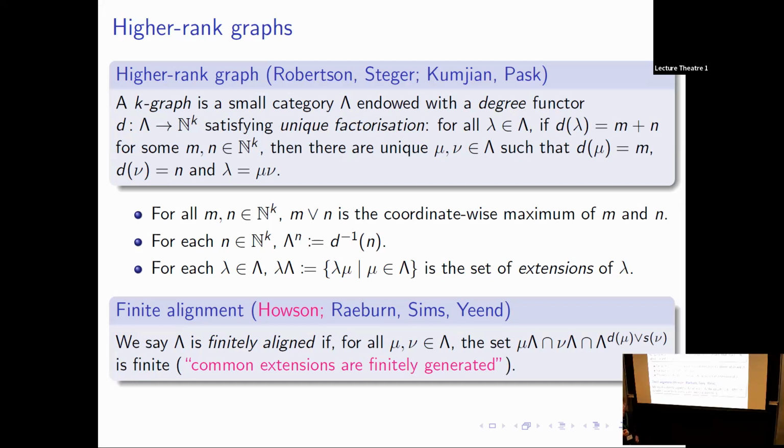Yeah. So finite alignment. One of the many things that I've learned just being here in this conference is that perhaps this condition goes back further to the work of Hausen in the 50s, in essence, though not in exactly the same setting. We say Λ, our higher rank graph, is finitely aligned if anytime I pick two paths in the graph, their common extensions are finitely generated.